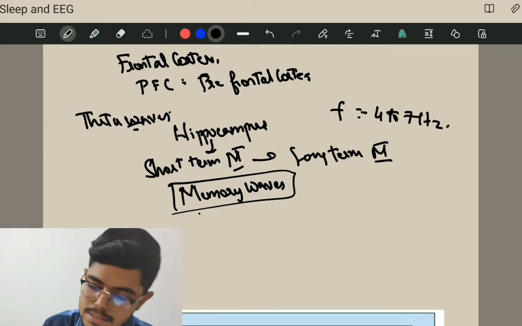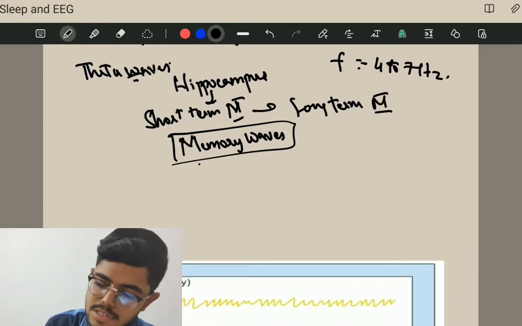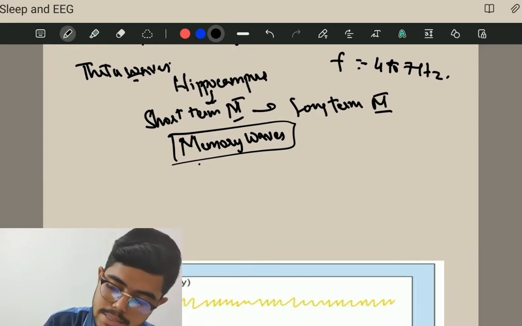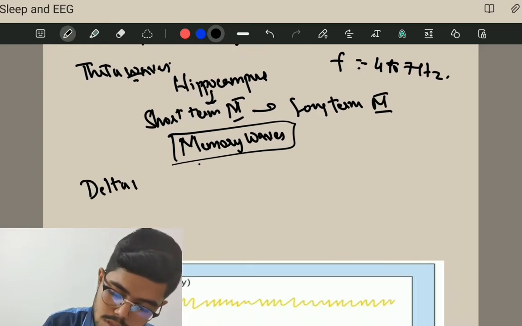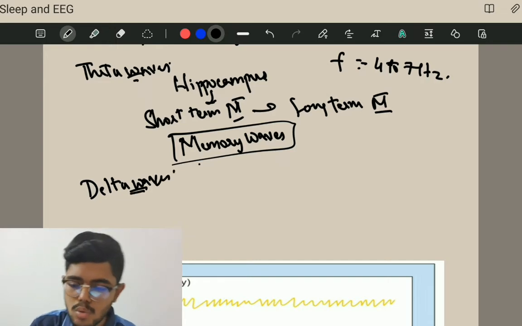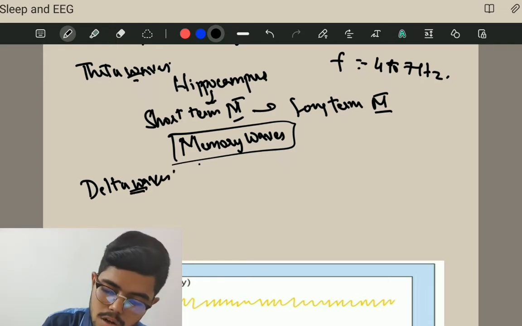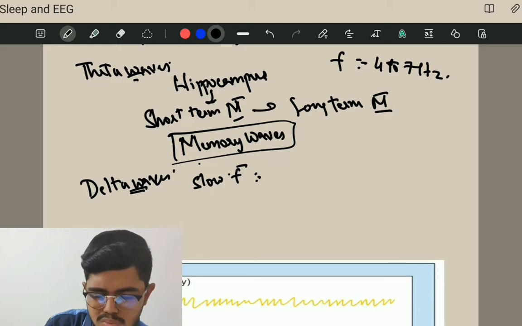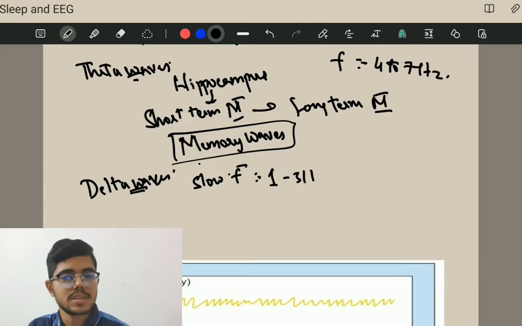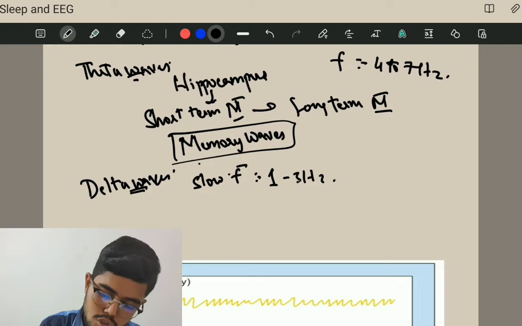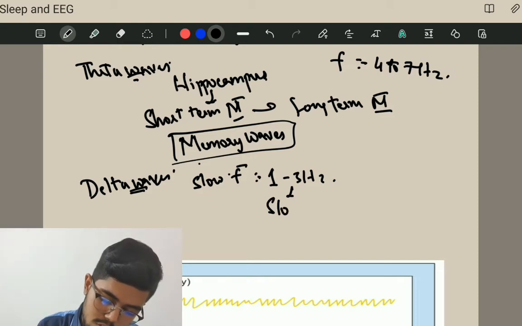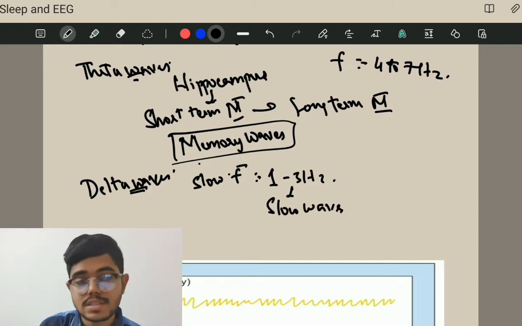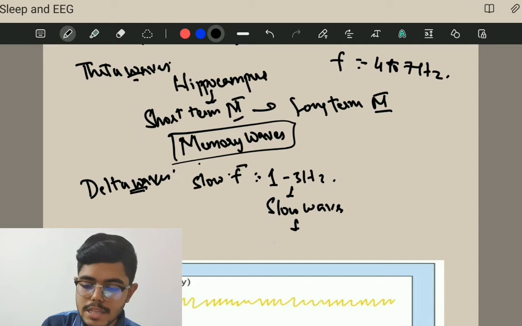After theta waves, we will discuss delta waves. Delta waves have the slowest frequency. The frequency is about 1 to 3 hertz, and it is the slow wave, and because of this reason it is always generated during sleep.